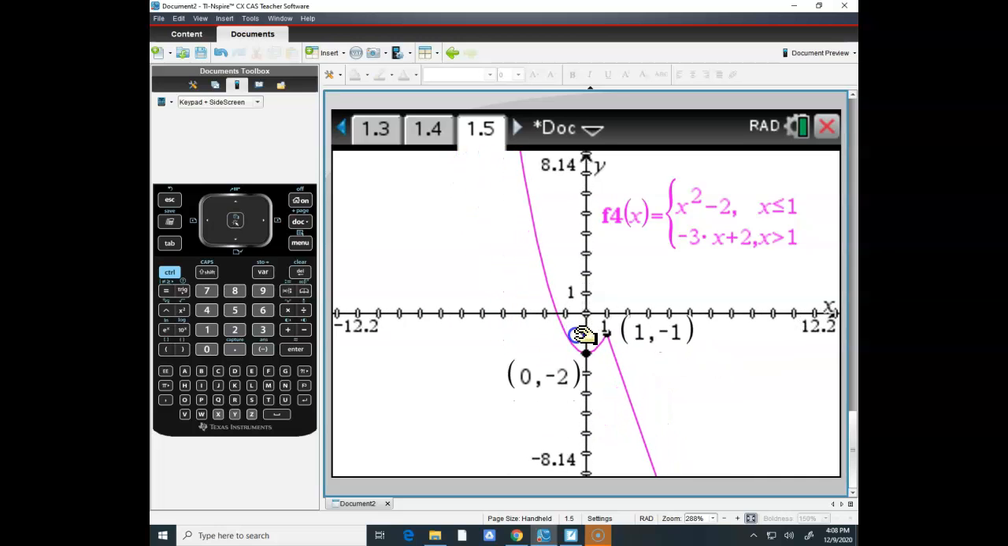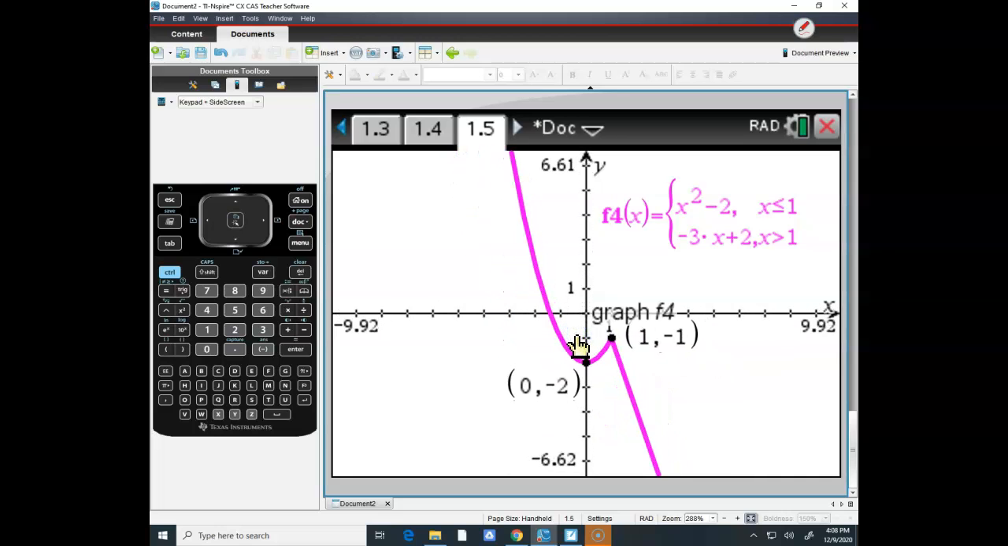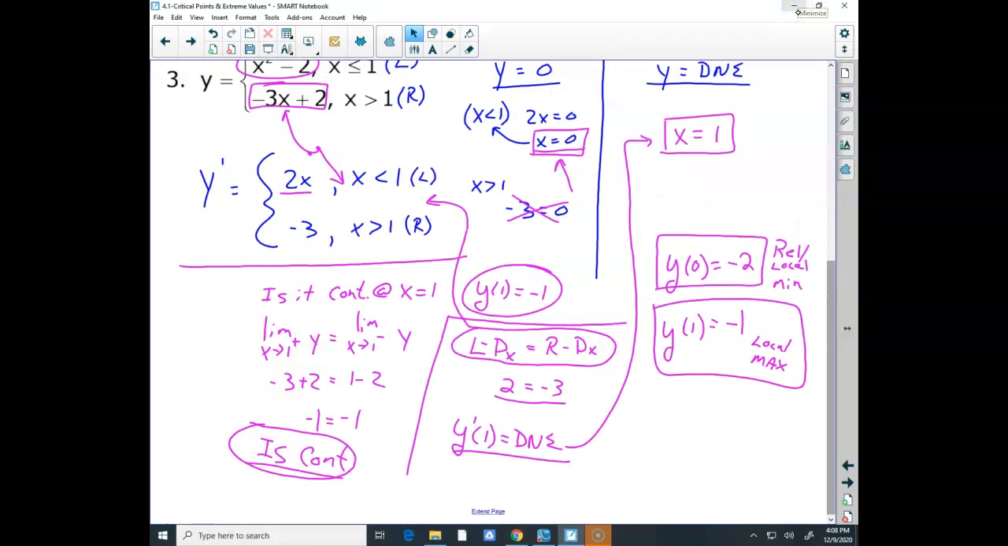Whoa, didn't want that. Need a color, children. I can see I have a minimum at (0, -2). I have a maximum at (1, -1). Isn't that where we said they were algebraically? I think so. Why, yes. Oh, I did that again. So, (1, -1), we said that was a max. And at (0, -2), we said that was a min. Well, isn't that fancy?